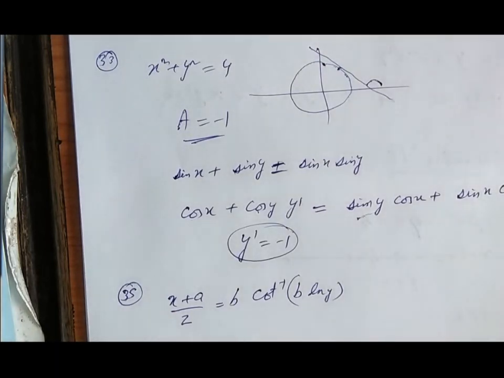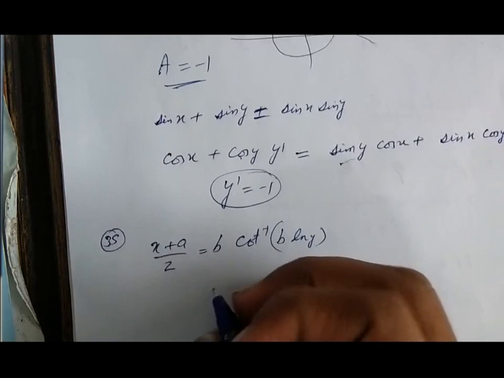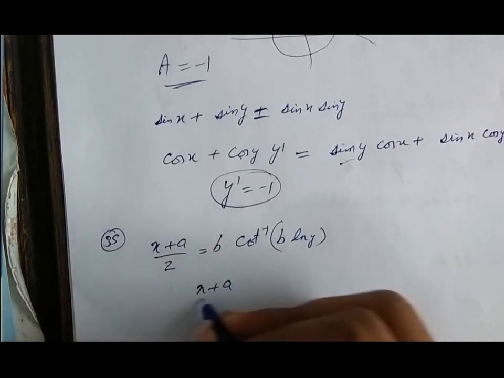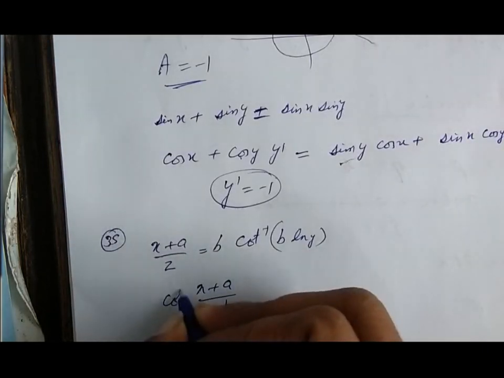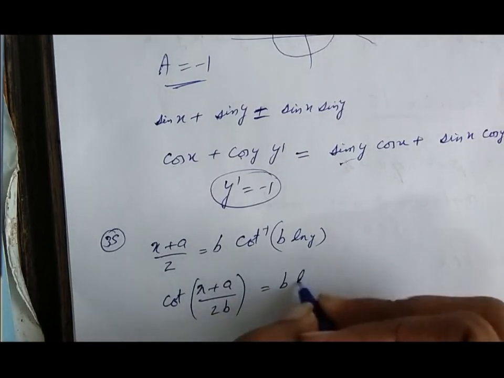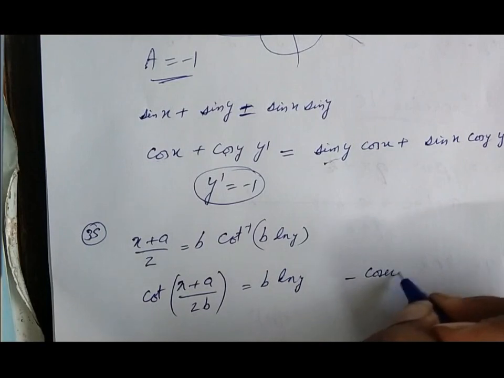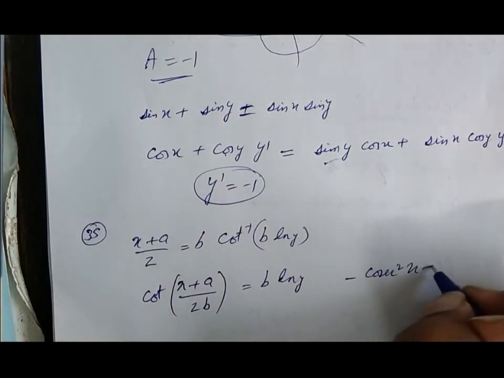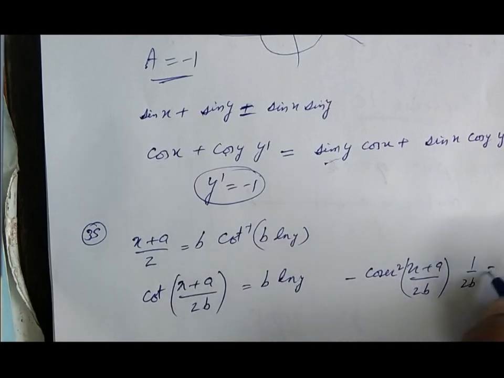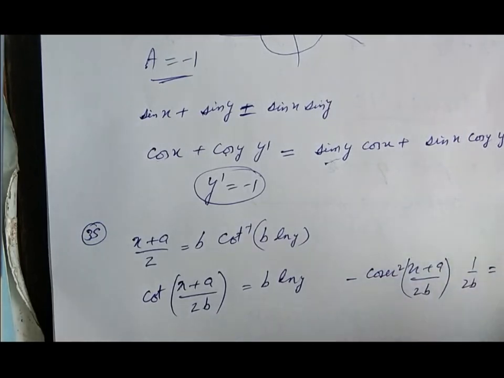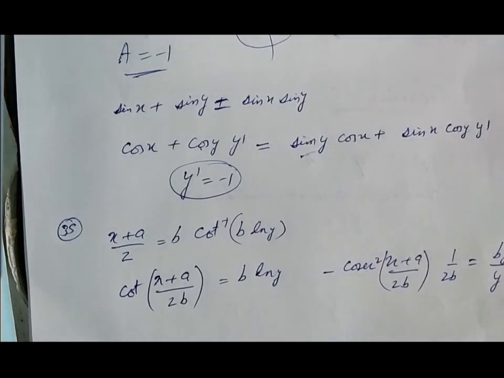Okay, so let's differentiate this first. x plus a upon 2b cot is equal to b ln y. So minus cosec square x plus a upon 2b into 1 by 2b is equal to y dash upon y. But we need one more differentiation.